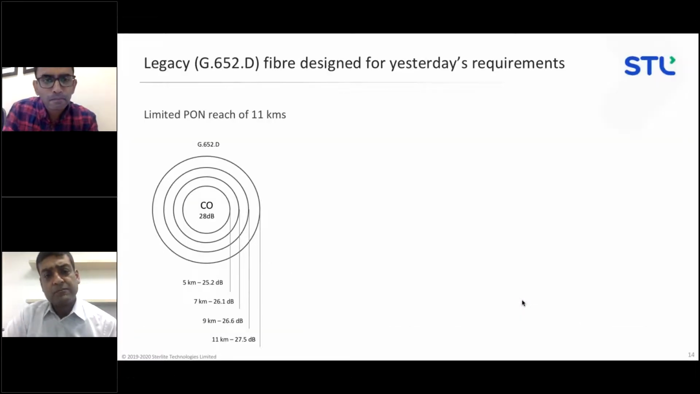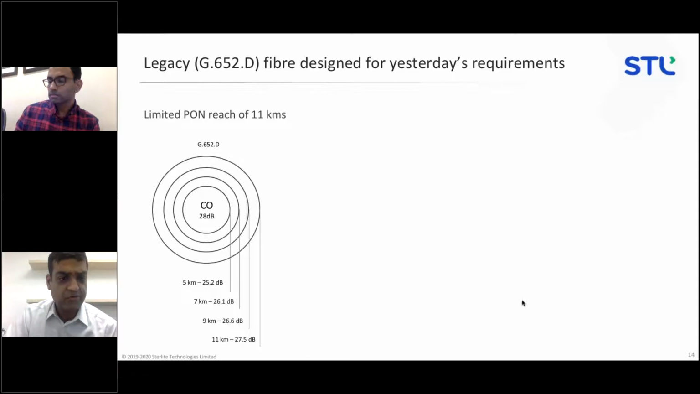Now, G.652D fiber has been the workhorse of the telecom industry for three decades now. But it does have its limitations. What we're showing here is the PON reach and what power budget is needed at different reaches. Now, what we can see is that from the central office, with a power budget of 28 dB, we can get to about 11 kilometers with the G.652D fiber.